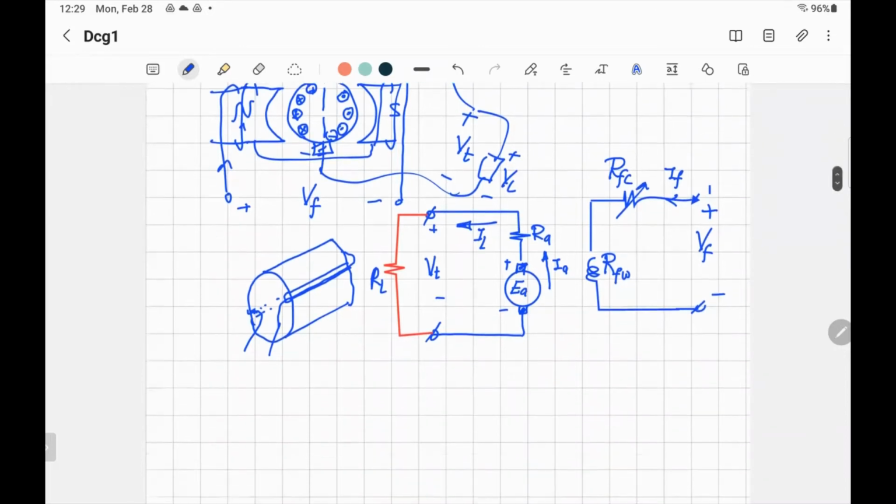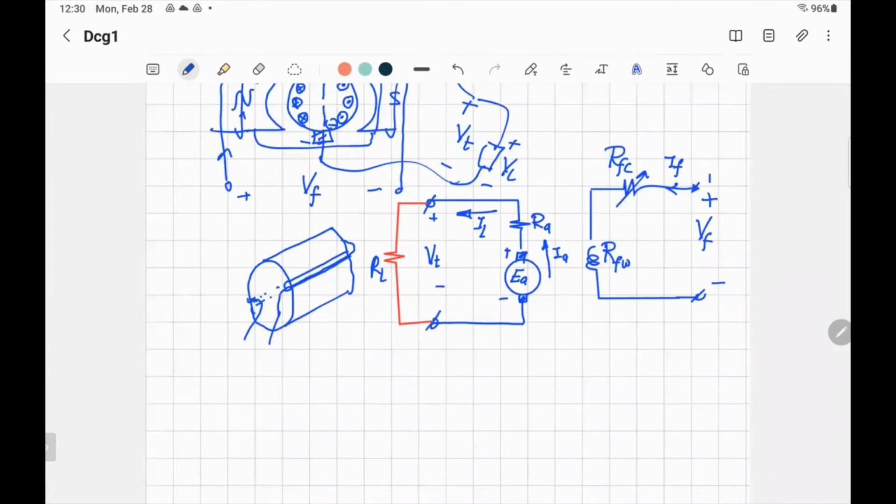Simple. So when you are connecting the field to an external source, we call this a DC separately excited generator. That's first of all the DC generator equivalent circuit, and that's the type. Why do we call it separately excited? Because the source for the field is separated from the output voltage or the terminal voltage. They are not connected.